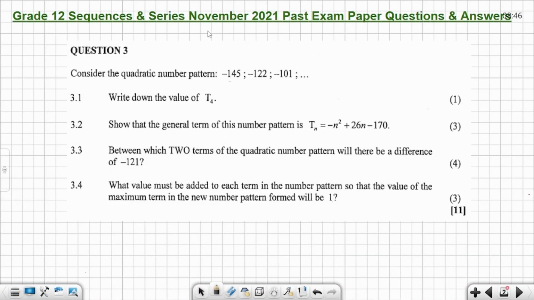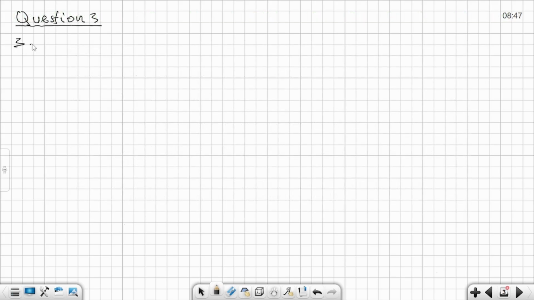This is the question. It's question 3 from the November 2021 past exam paper. The question says, consider the quadratic number pattern. This one, 3.1, write down the value of T4. You are given T1, T2, T3, and you must write down the value of T4. It's 1 mark. What is T4? This is the quadratic number pattern we are given.